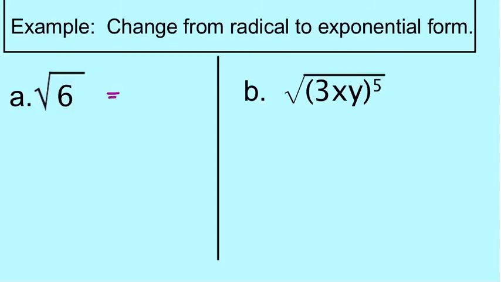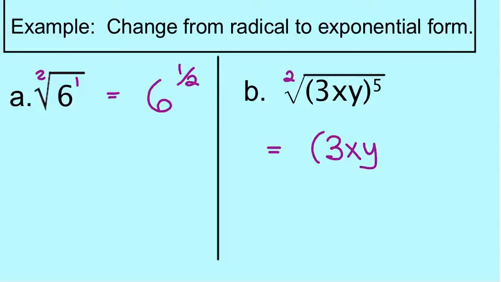So we have our radical of the square root. I'm going to just go ahead and put the index of 2, and then a power of 1. So we say 6 raised to the 1, and then divided by 2. So 6 to the 1/2 power. All right, here's our second example. Our index is a 2, it's a square root. So we say 3xy raised to the 5/2 power.